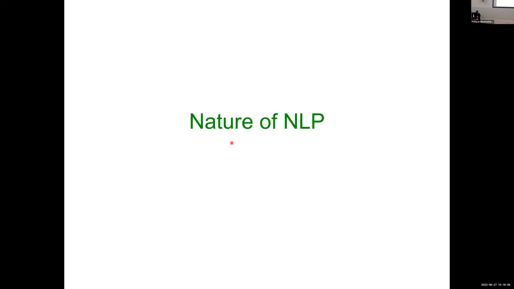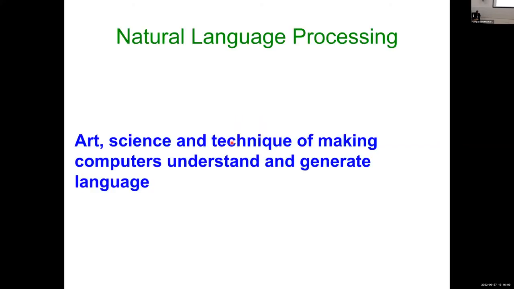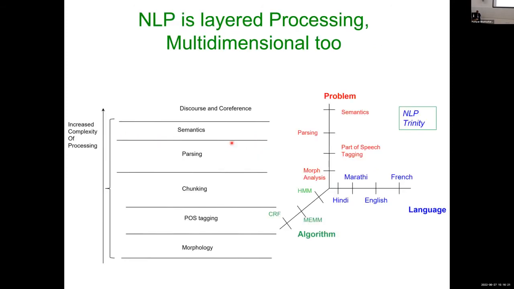Now, maybe for some of us, it may be useful to look at the nature of natural language processing. Natural language processing is the art, science, and technique of making computers understand and generate language. Now, this way of doing NLP is very well established. This is called the NLP stack. We start with morphology, that is processing of words at the lowest level, and go up to large pieces of text, which is discourse, co-reference, pragmatics, and so on.